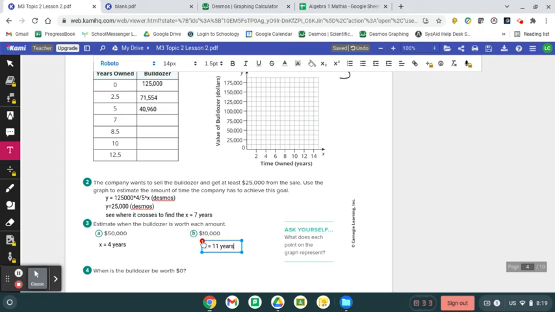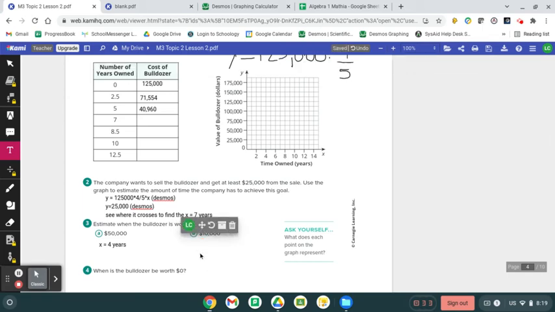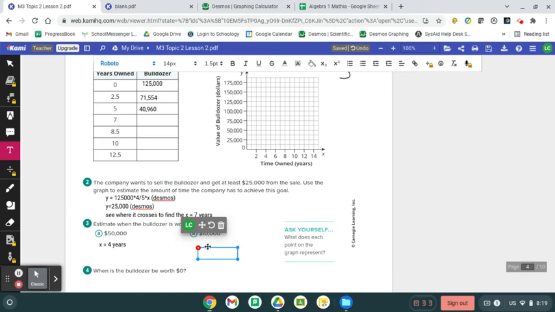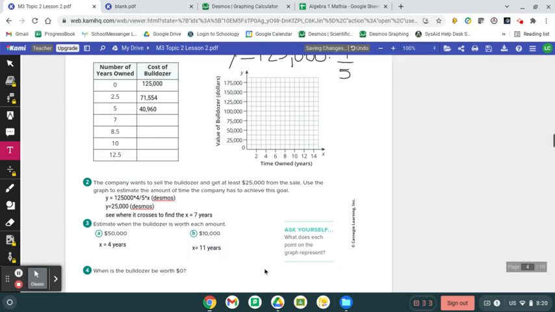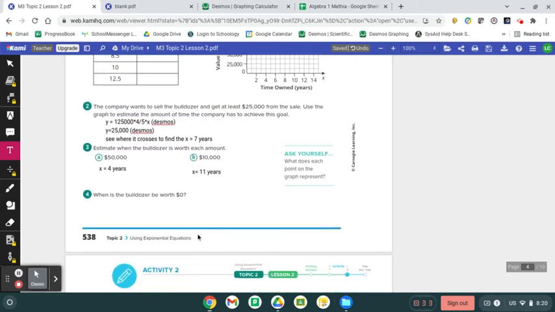So that's what they mean by solving exponential, is just being able to put that in. So super simple. So basically just kind of this number 2 part, just making sure you can do that. And then here it says, when will the bulldozer be worth $0?